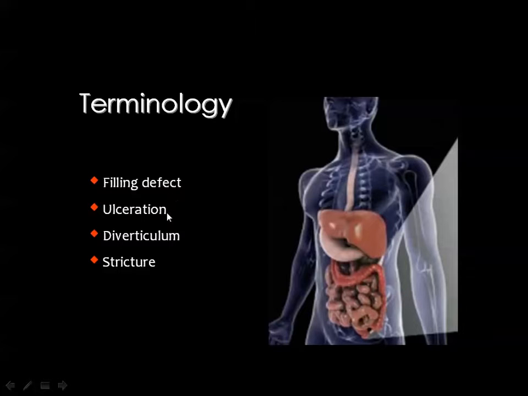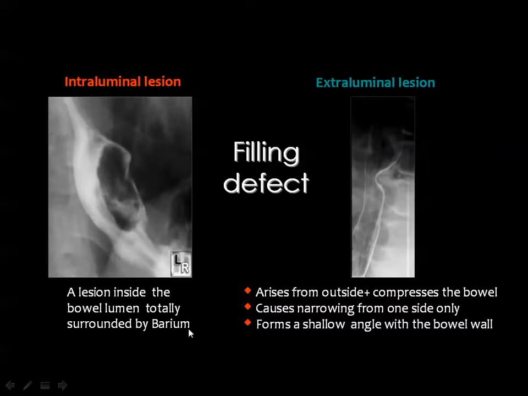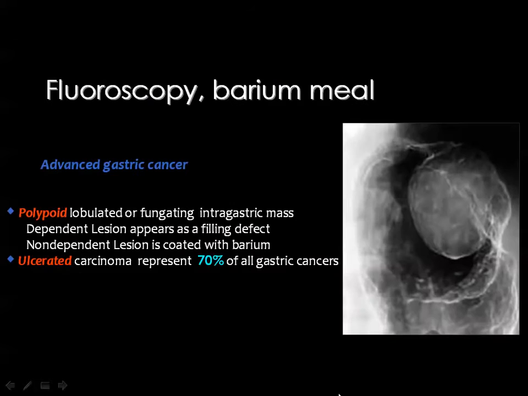The second is ulceration, the diverticulum, and the stricture. By filling defect, we mean that we have a lesion that prevents barium from filling this area. And this filling defect may be intraluminal, as you can see this filling defect inside the esophagus, or may be extraluminal, compressing the gut from outside, as in this example by giant osteophytes compressing the dorsal esophagus.